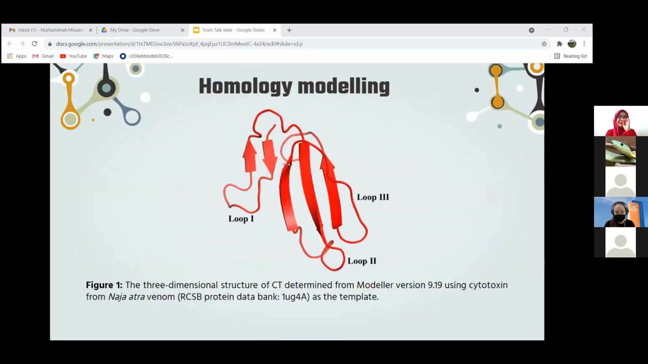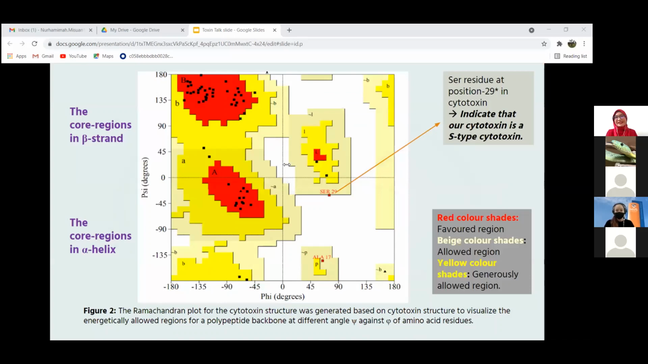So this figure is the 3D structure of CT determined from MODELLER software. It followed the native structure of another 3-finger toxin family, which includes 5 beta-pleated sheets with 3 loops. So you can see there are 3 loops, with the 3-finger structure here.